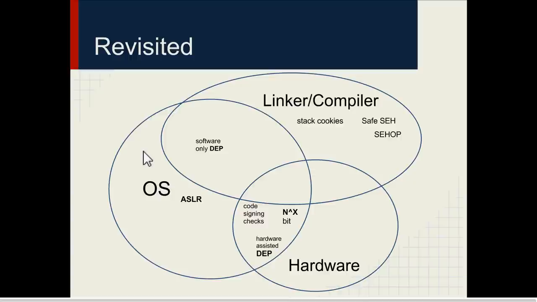recap everything. So the operating system and hardware actually work together to implement basically the NX bit. That is just simply DEP in Windows. But there's also software-only versions of DEP for hardware that doesn't support it. And also code signing checks occur basically between the operating system and hardware. The operating system handles ASLR. Meanwhile, the linker and compiler handle stack cookies, safe SEH, and SEHOP.